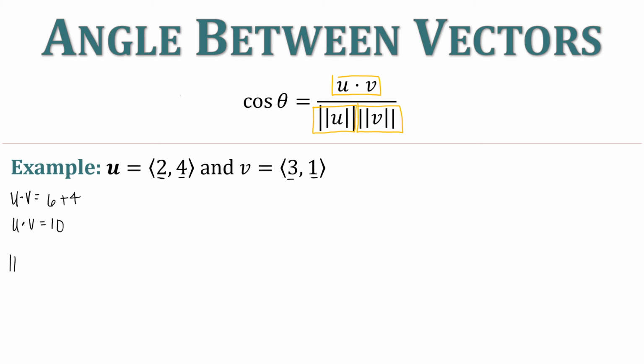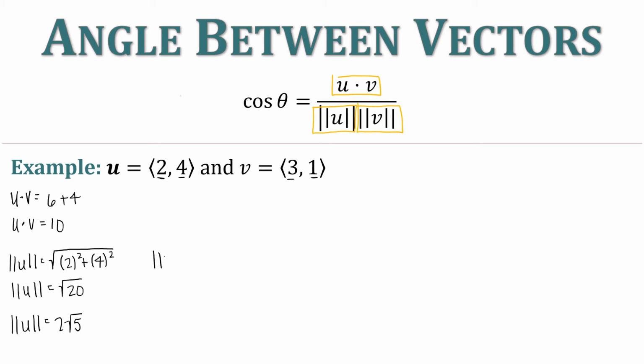Now, let's find the magnitude of u. Remember, magnitude is talking about distance. So I have to use a square root, and I'm going to square my x component, which is 2. Then I'm going to add it to my y component squared, which is 4. 2 squared is 4. 4 squared is 16. 4 plus 16 is 20. And the square root of 20 is 2 square root of 5.